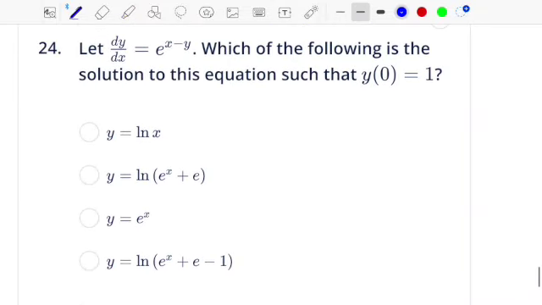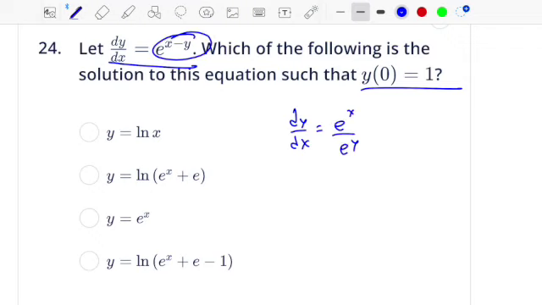24, dy/dx equals that. Which of the following was the solution to the equation given that? All right, so we have a differential equation. Need to separate, always separate. We've got e to the x over e to the y. I just rewrote that exponent since I'm subtracting.